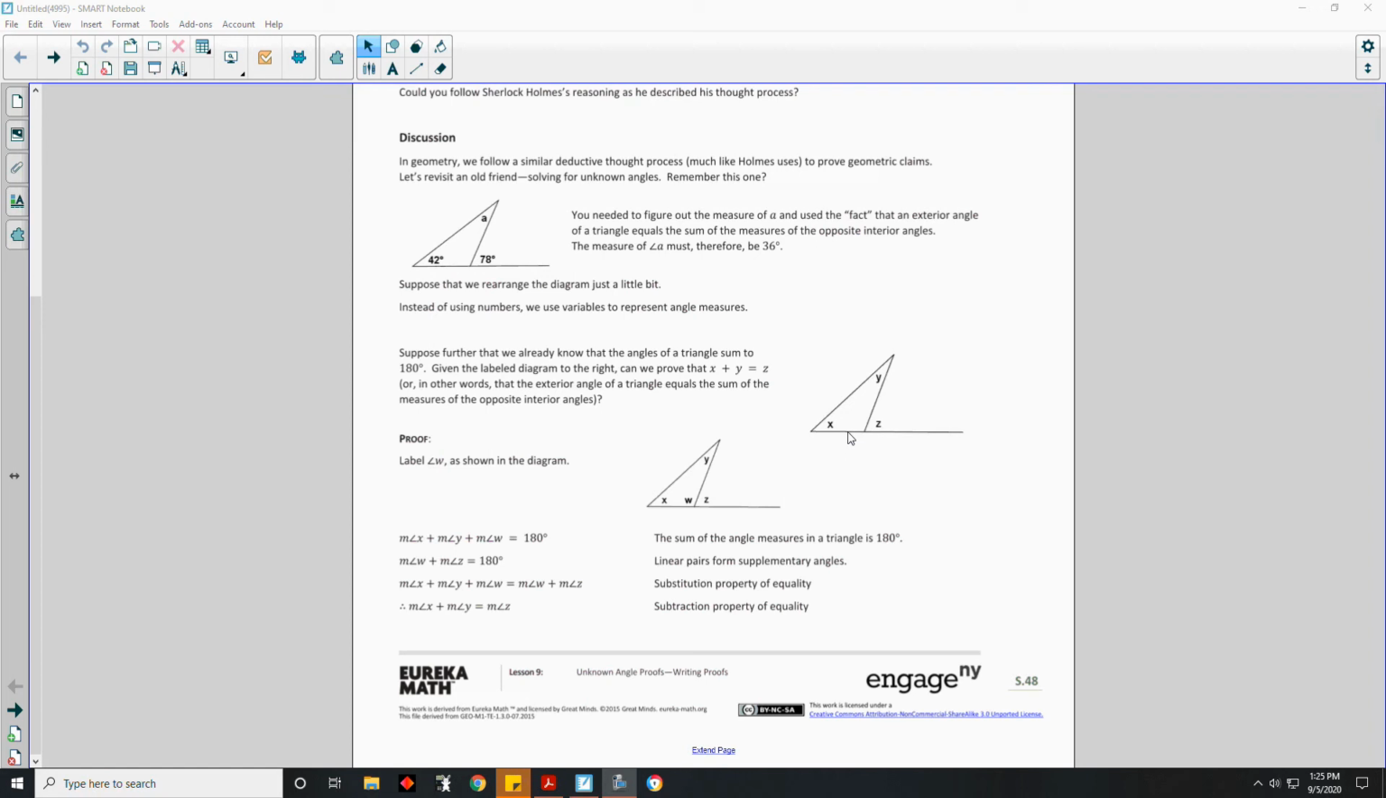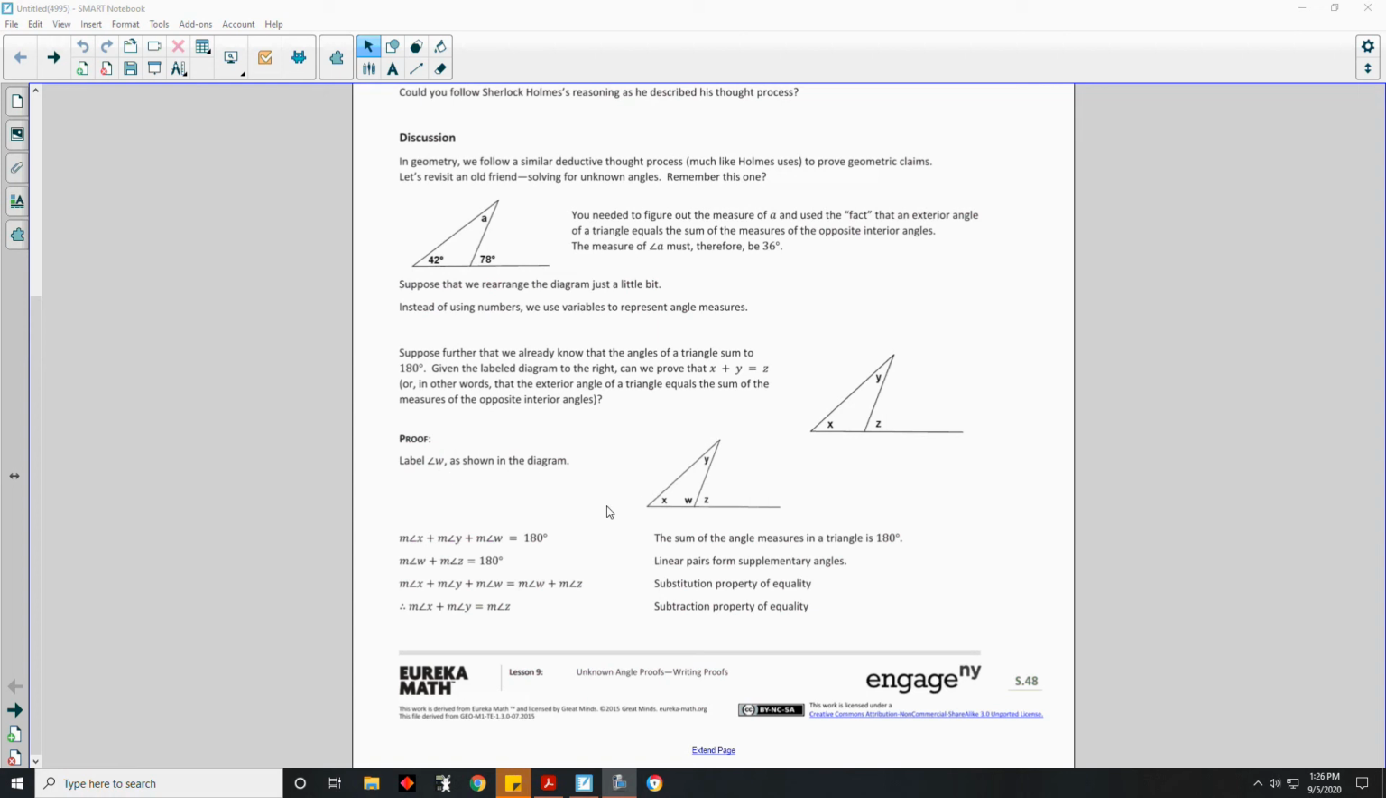Suppose that we rearrange the diagram just a little bit. Instead of using numbers, we use variables to represent angle measures. Suppose further that we already know that the angles of a triangle sum to 180 degrees. Given the labeled diagram to the right, can we prove that x plus y equals z? Or in other words, that the exterior angle of a triangle equals the sum of the measures of the opposite or remote interior angles. So here's the proof.